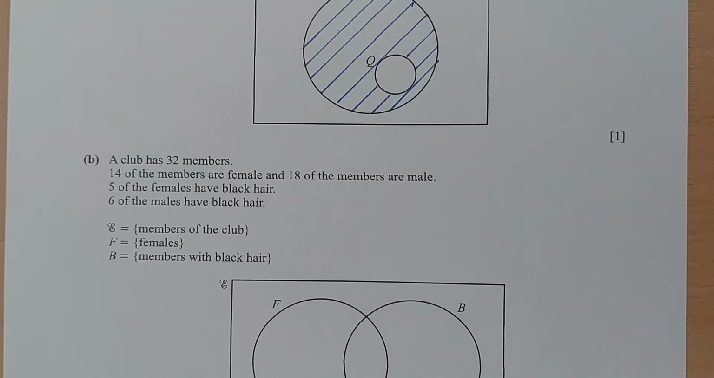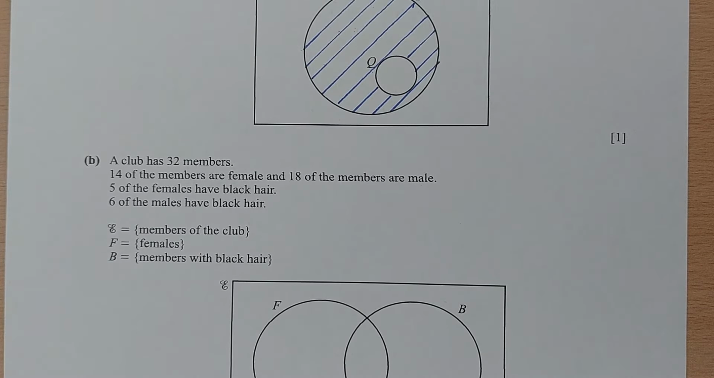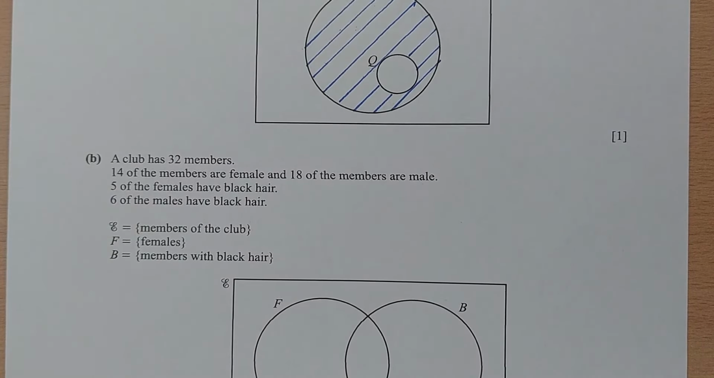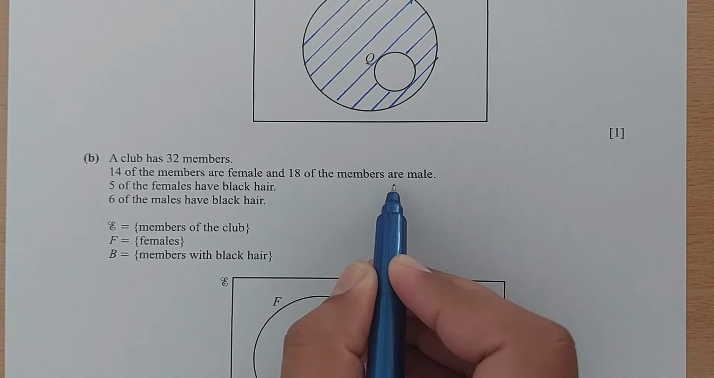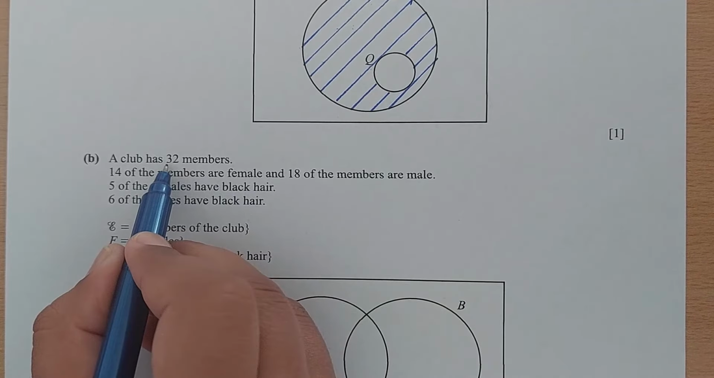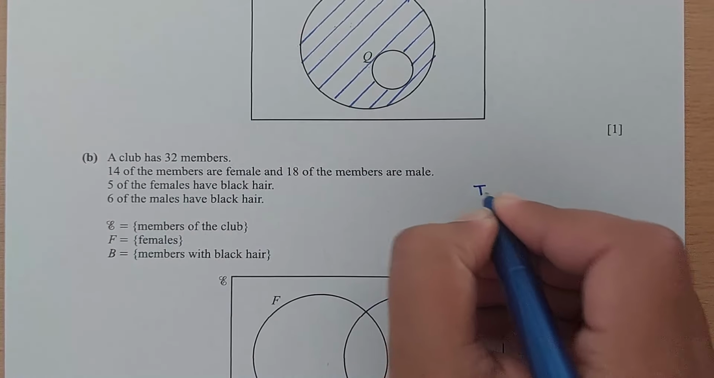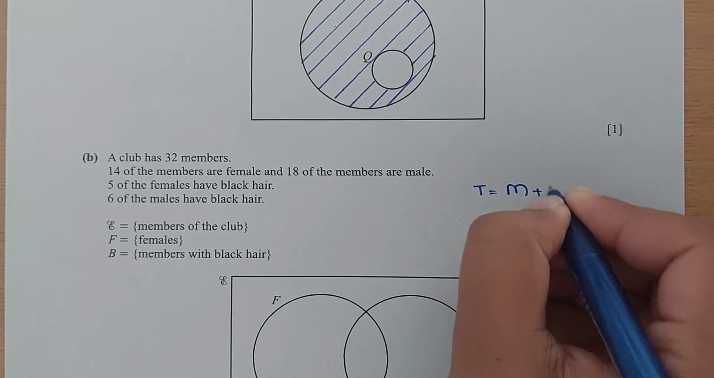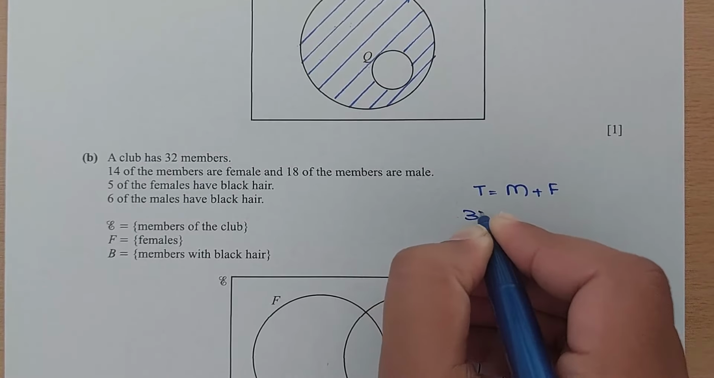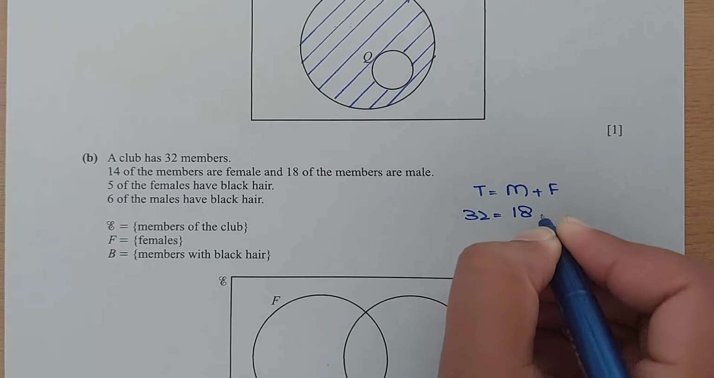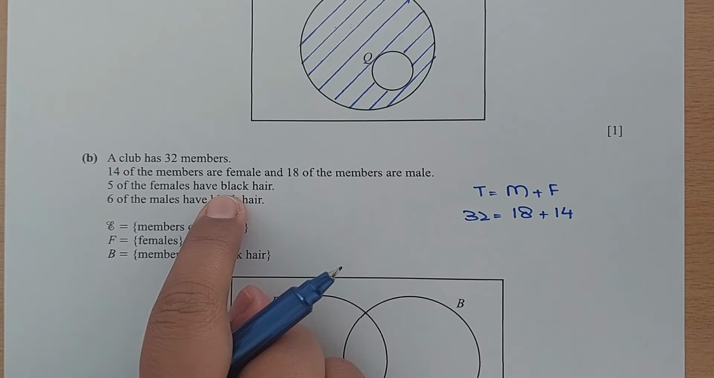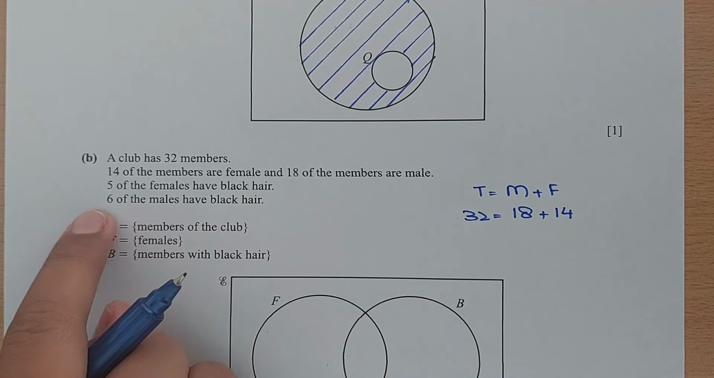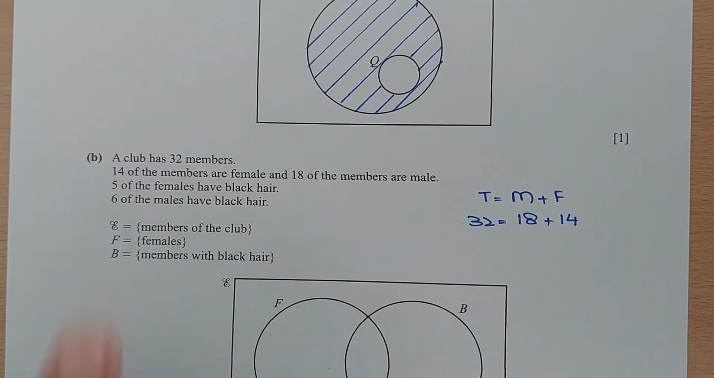Now for B part, a club has 32 members. So keep in mind the total members are 32. 14 of the members are female and 18 of the members are male, right? Out of 32, so the total is basically made of male plus female. The total is 32, males are 18 and the females are 14. Right. 5 of the females have black hairs. And 6 of the males have black hairs.